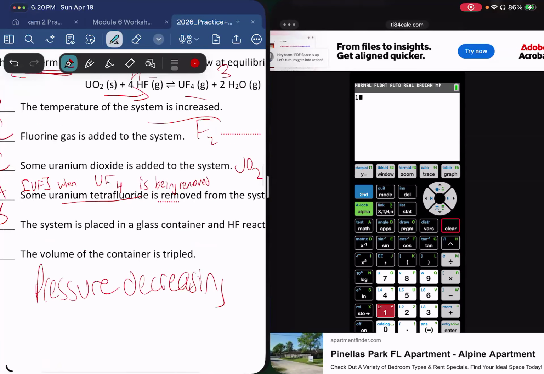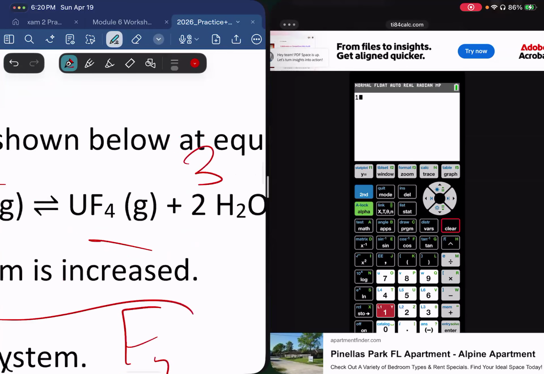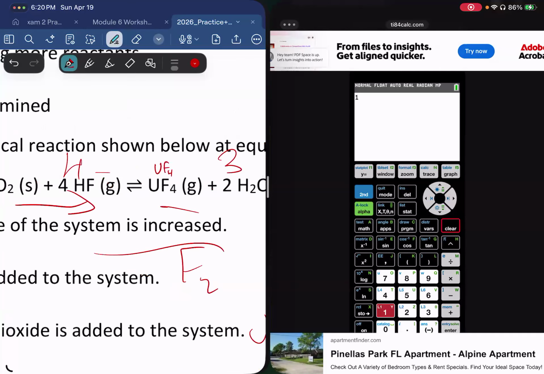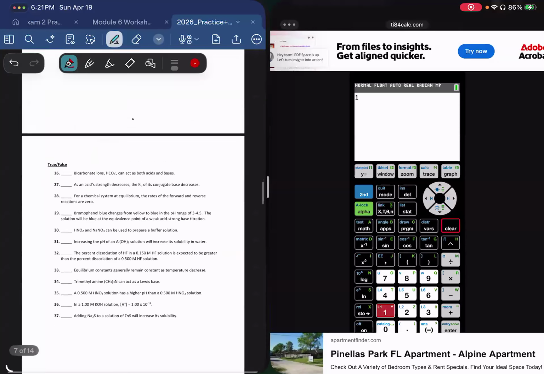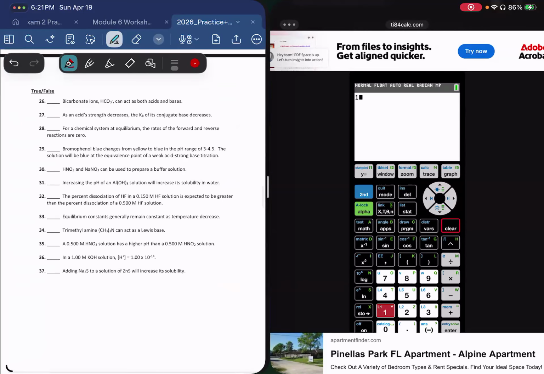Okay, sounds good. And it's just that it couldn't be determined because the reverse reaction is happening at the same time as the forward reaction. It's not like UF4 is simply decreasing. When UF4 is being removed, the forward reaction is occurring and replenishing UF4. So we don't actually know if UF4 itself is increasing or decreasing. I'll give you guys some time to do this true or false, and we'll go over it.